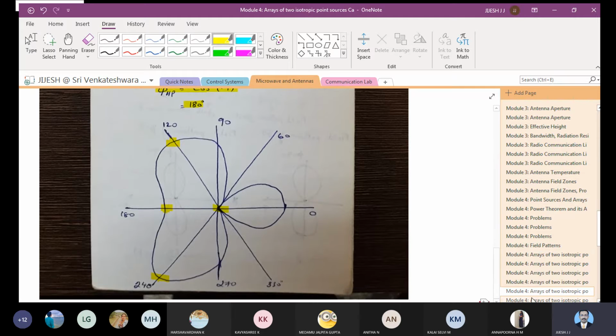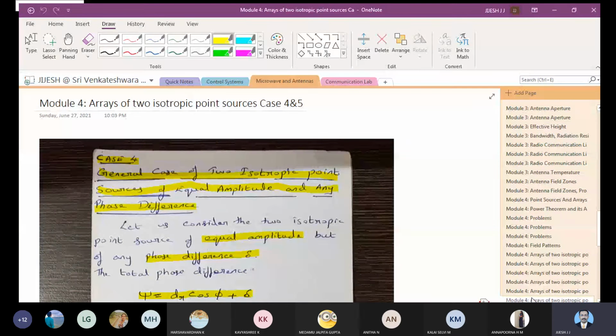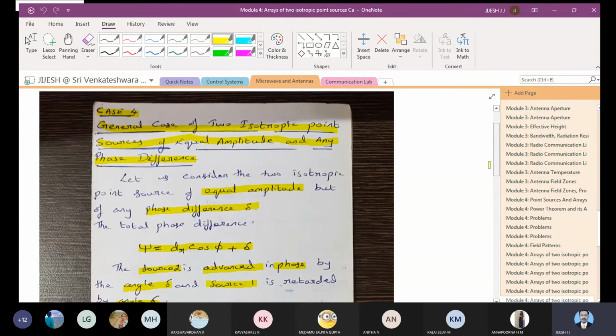Once you complete this, next is case 4, or you call it the general case of two isotropic point sources of equal amplitude and any phase. So you can consider any phase. When you take any phase, it can cover case 1, 2 and 3, so it will be easy to understand: if you come across case 4, it will cover all the 3 cases 1, 2, 3. So we will discuss a general case of two isotropic point sources of same amplitude and any phase.